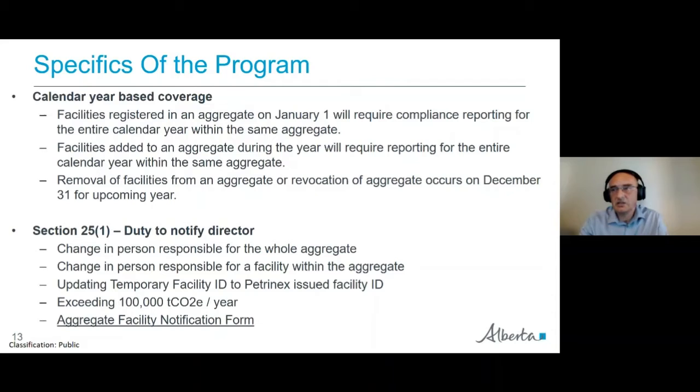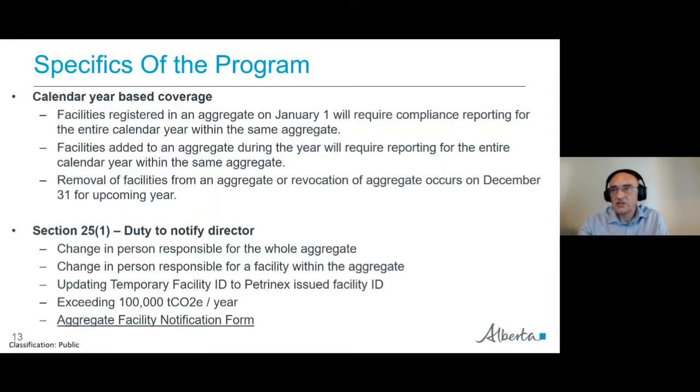if a facility is enrolled in the program on January 1, that facility will stay in that aggregate for the remainder of the year, and the compliance reporting the following year will capture the whole year for that facility within that aggregate. In case a facility is rolled into the TIER program mid-year, again, the same thing. The person responsible will be reporting volumes for that facility for the whole compliance year.